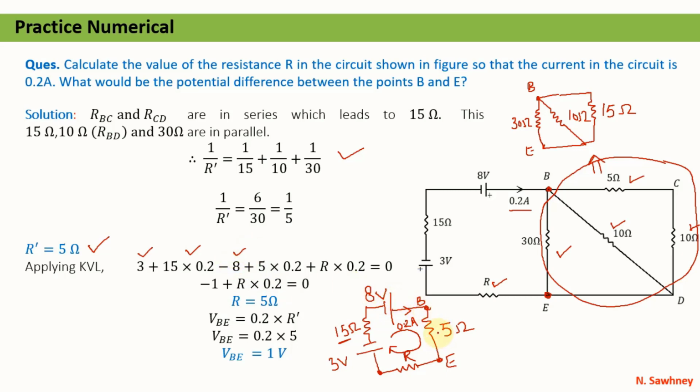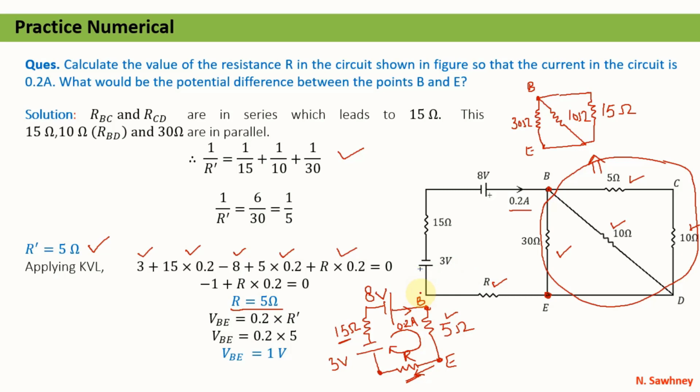Then coming back to this 5 ohm resistor, it will be 5 into 0.2, that is the current flowing through it, and then the unknown resistor, and the direction is in this manner only, so it will be R into 0.2 equal to 0. When we simplify, we will get the value of the unknown resistance as 5 ohm.